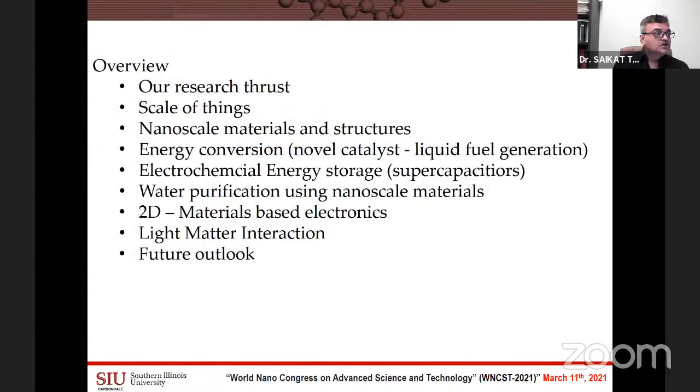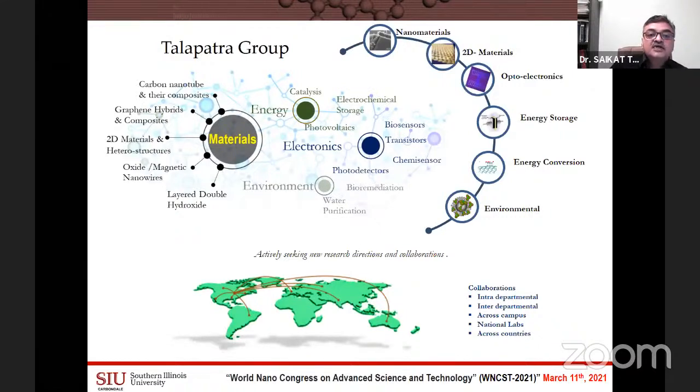Okay, so this is the overview of the research. I will quickly go over our research thrust, simple basic ideas. I'm hoping that there are a lot of students, and then we will go over several important topics that we are pursuing. So in a nutshell, what we do is, of course, we grow a lot of materials.